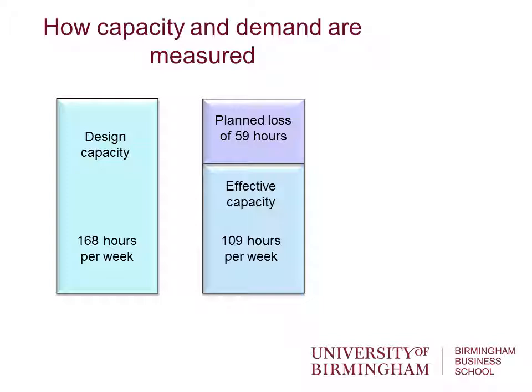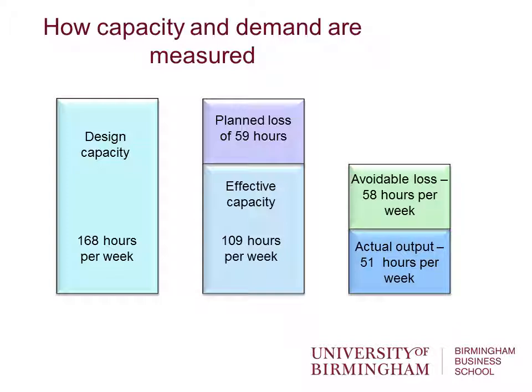Now, most operations have some planned loss. So planned loss for a machine might be changeover times, maintenance periods, times when it's not working for other reasons, and similarly with a person working in a service operation, that might be comfort breaks, coffee breaks, training time, those sort of things. Okay, so in this situation, the 168 hours in theory is what the operation could deliver work for. In actual fact, after you take planned losses away, what we call the effective capacity as opposed to the design capacity is 168 less 59, which in this example is 109 hours.